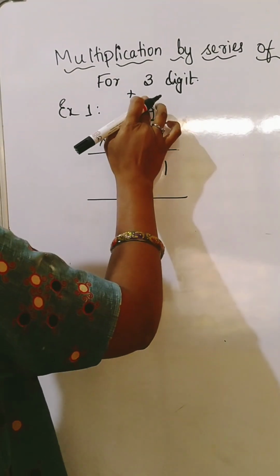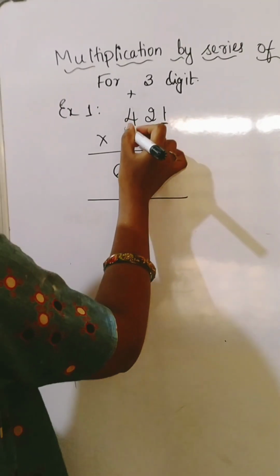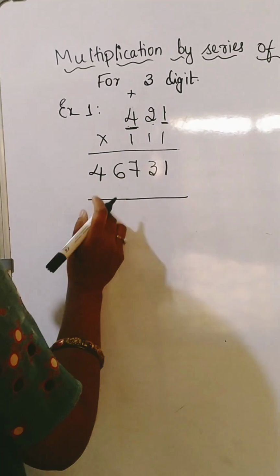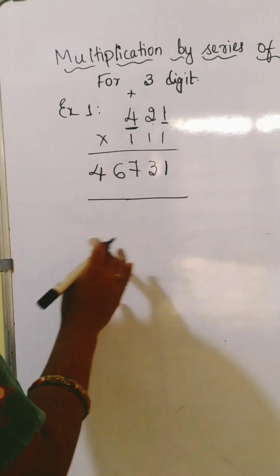Next, you remove this arrow. Only you have to take this number. 4 ones are 4. See, within a single step you can get the answer.